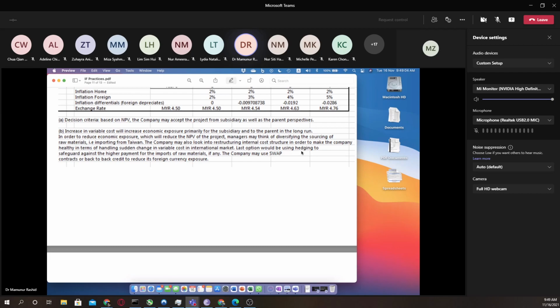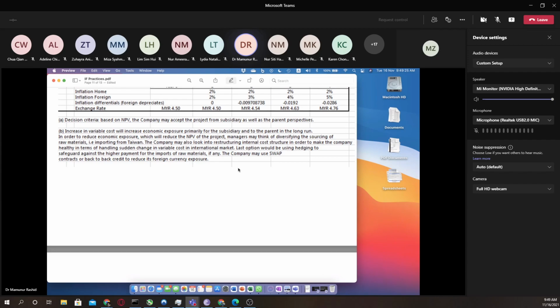Last option would be using hedging to safeguard against the higher payment for the import of raw materials, if any. The company may use swap contracts or back-to-back credit to reduce the foreign currency exposure. So there are different options discussed depending on the scenario that you are handling.